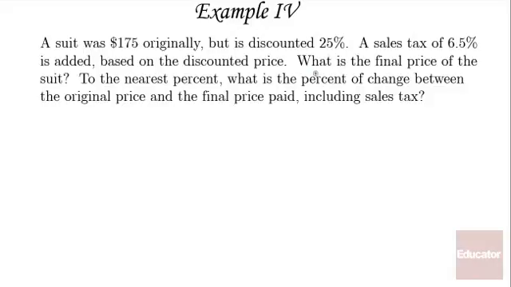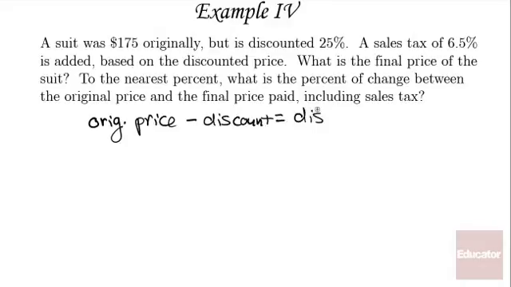And the first question I'm asked is, what is the final price of the suit? I can't address the others until I figure that out. Well, the suit was $175, then it was discounted, and then we had sales tax. So we have several things going on. Translating this into an equation, if I take the original price of the suit, and then I subtract the discount, I'm going to get the discounted price. I won't have the final price, but it's the first step in figuring out the final price.